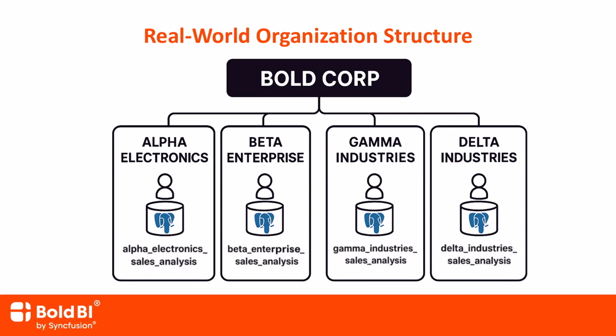Let me give you a real-world organizational architecture that I'm going to use in the demo. The Bold Corp organization has 4 clients: Alpha Electronics, Beta Enterprise, Gamma Industries, and Delta Industries. Each client has multiple users at different levels of responsibility. Their sales data is stored in PostgreSQL databases named Alpha Electronics Sales Analysis, Beta Enterprise Sales Analysis, Gamma Industries Sales Analysis, and Delta Industries Sales Analysis, respectively.